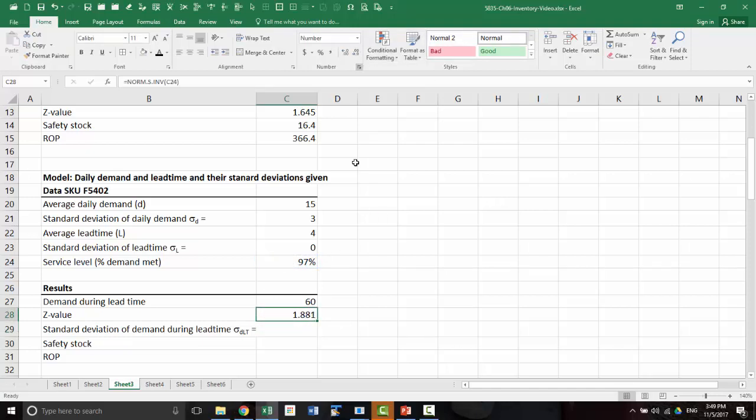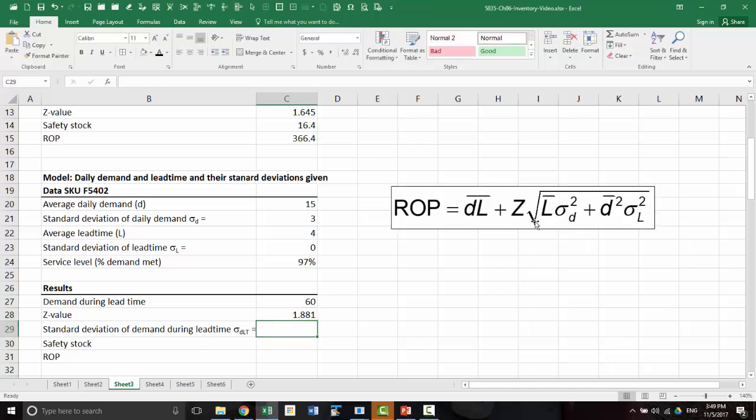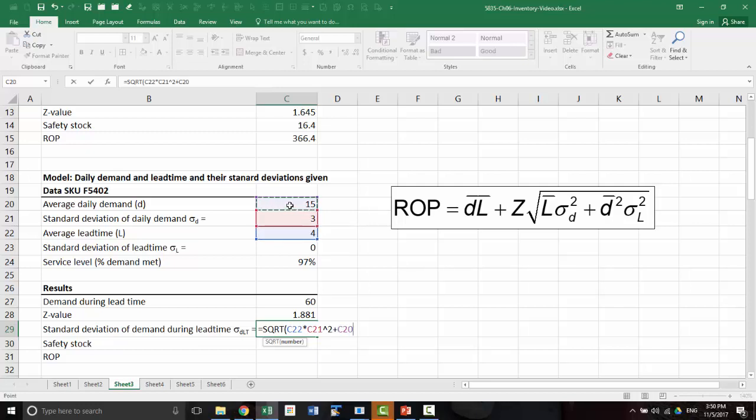Next, we have to set up the standard deviation. Here is the standard deviation formula. That will be the square root of L times sigma sub d squared, plus D squared times sigma sub L squared.